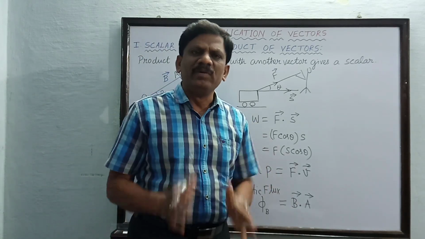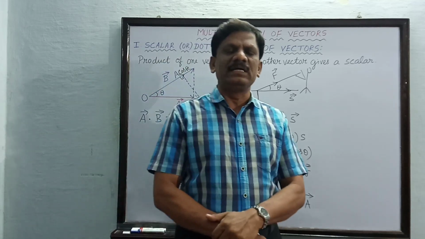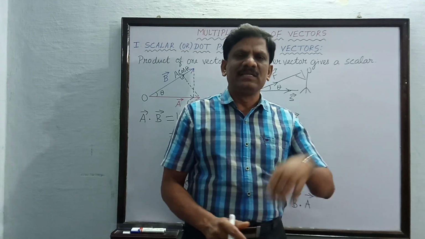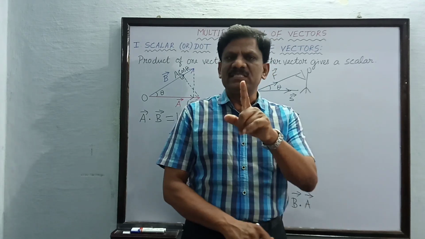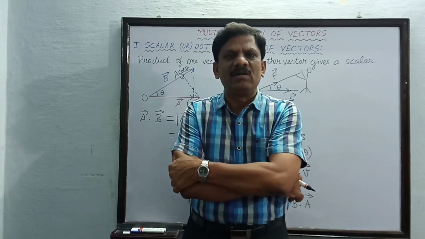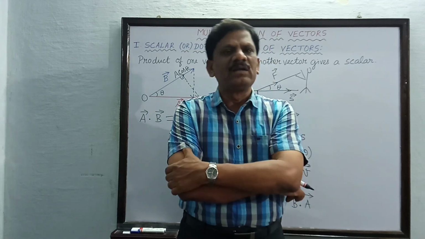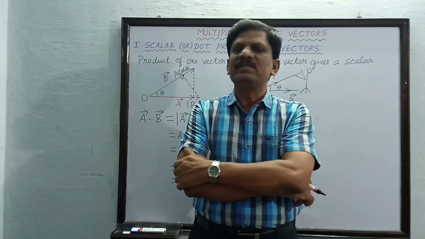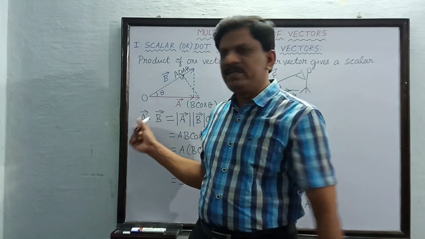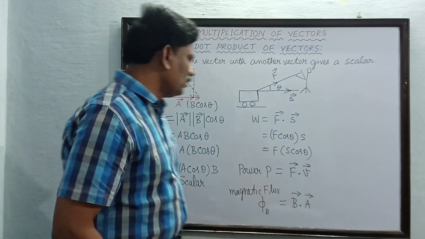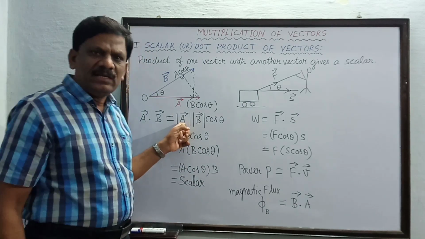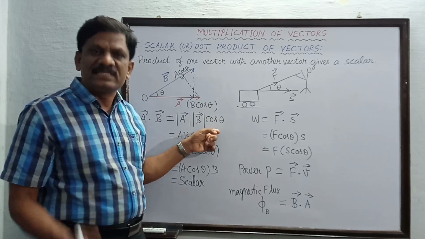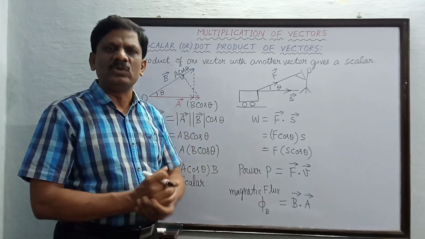So you have to remember that when two vectors are multiplied and the result is a scalar, then such a multiplication of two vectors is called a scalar product or dot product. The dot product of two vectors A and B is represented by A dot B, that is equal to the magnitude of A multiplied with the magnitude of B vector and the cosine of the angle between the two vectors.